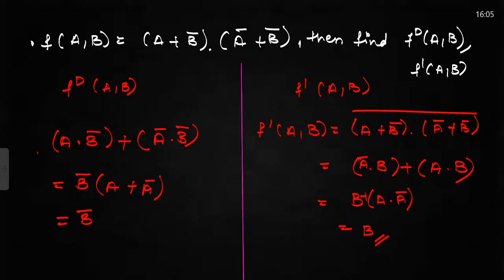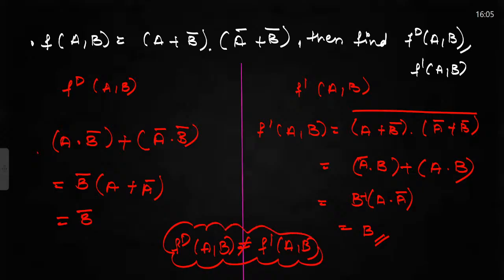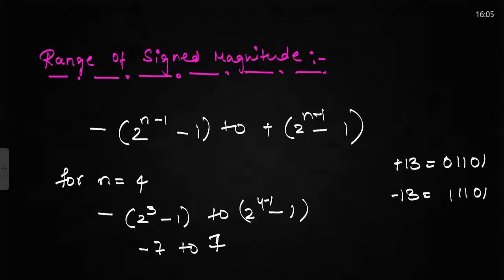So here we can observe fd of ab is not equal to f complement of ab. That is why I am giving this question, in order to understand that duality and complement are not the same. In some cases they can be the same, but it is not always true that the dual of the function is the complement of the function. Correct?